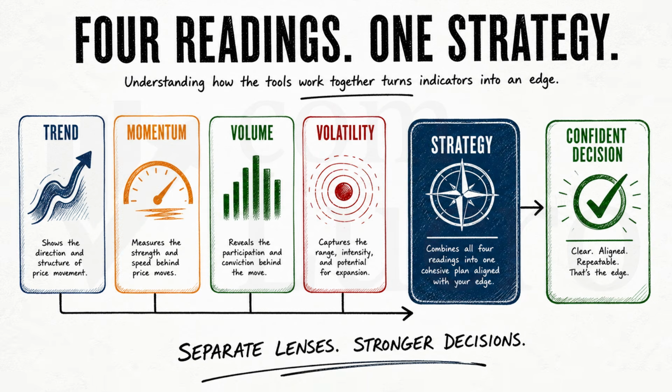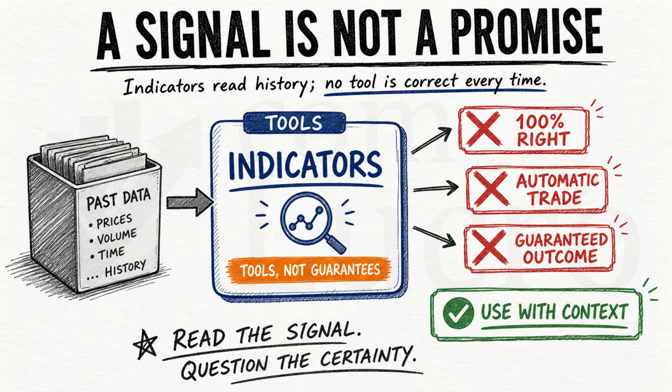Used well, whether you're reading trend, momentum, volume, or volatility, these tools let you interpret market conditions far more accurately and decide with much more confidence. Understanding how they work together is what turns a collection of indicators into an actual strategy. Now let's close with the most common mistakes traders make with indicators and how to avoid them.